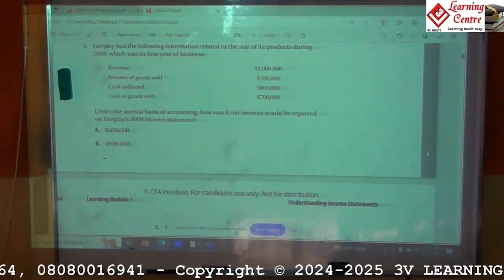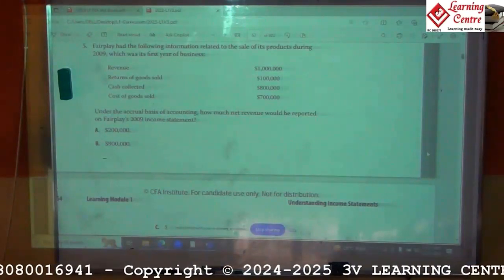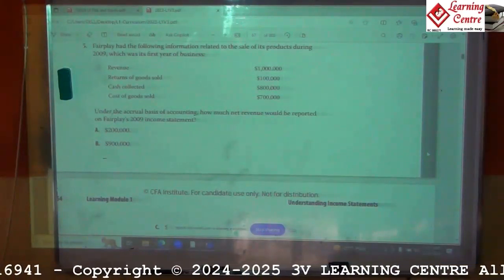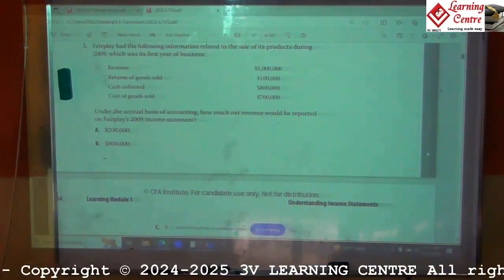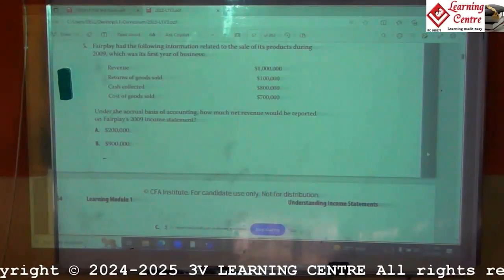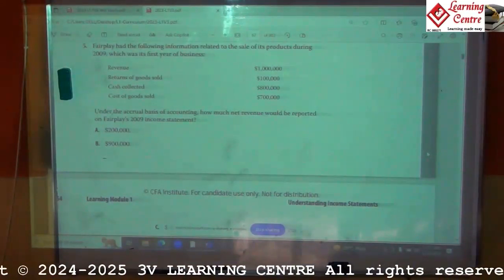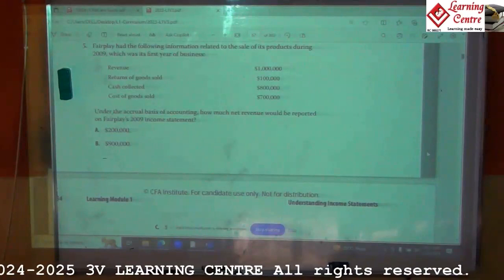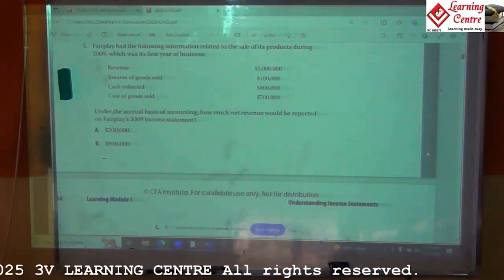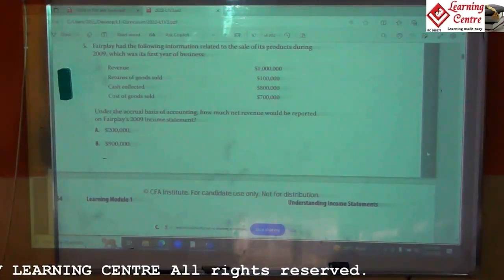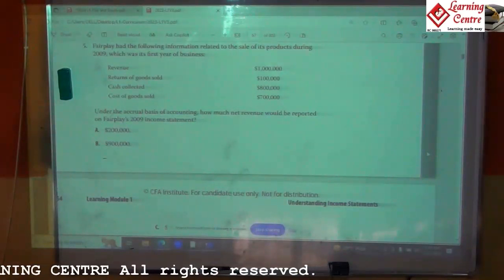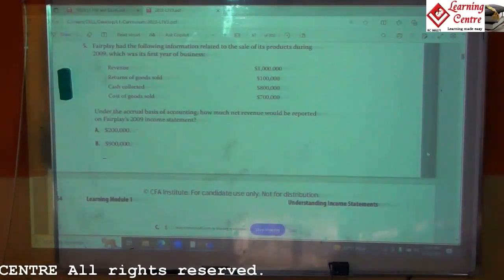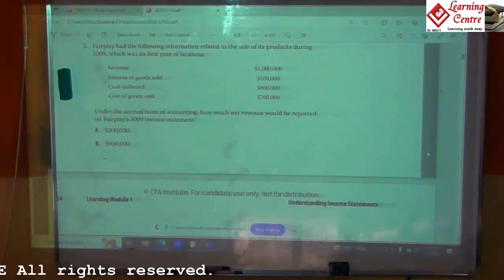So how do you calculate your net revenue? 2,000 minus 100, 1,000 minus 100, 7,000, minus 7. Where is 7? So you should put your net revenue. So two things now, let's be careful.